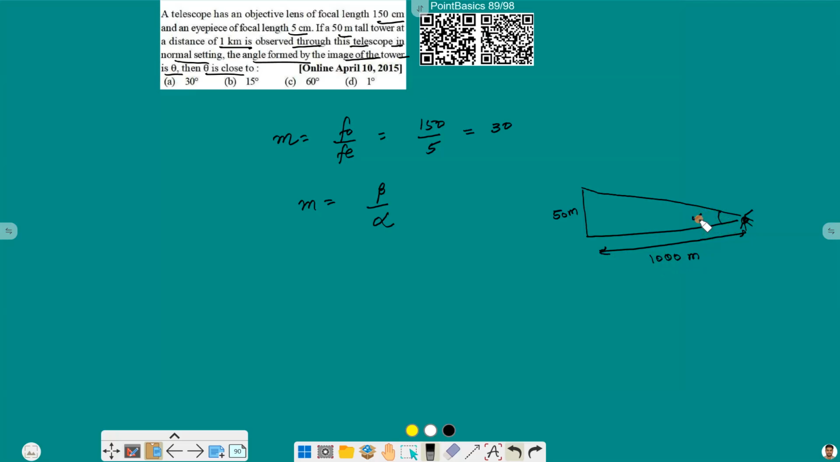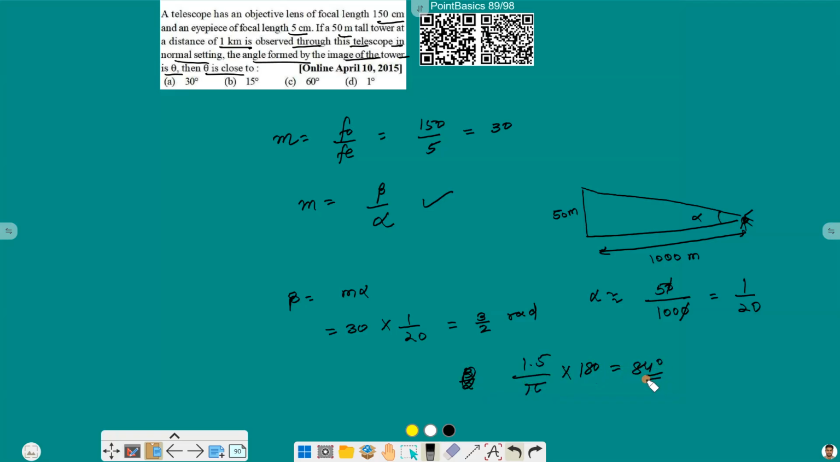So this angle will be alpha here. Alpha will be approximately equal to, as the angle is small, 50 by 1000. So this will be 1 by 20. Now using this relation, we can write that beta is equal to m times alpha, that will be 30 into 1 by 20. So basically 3 by 2, and it is in radian and we have to convert it into degree. So 3 by 2, that is 1.5 divided by pi into 180, and this will give us around 84 degree. Now if you have to go close to it, that will be option C.